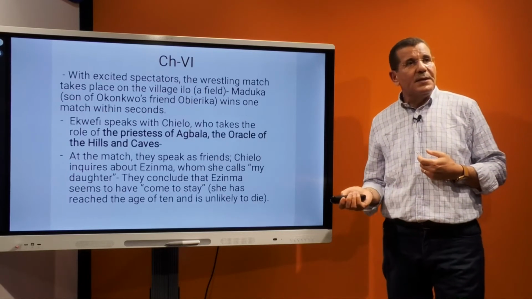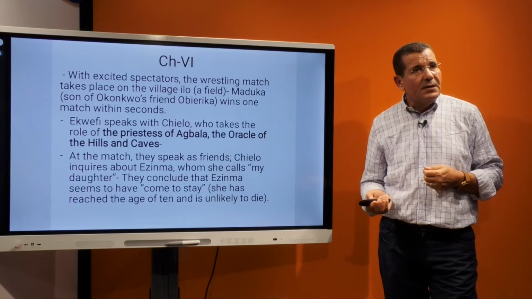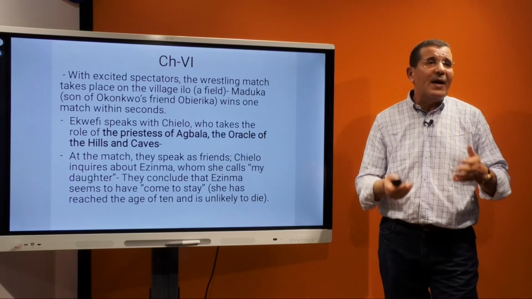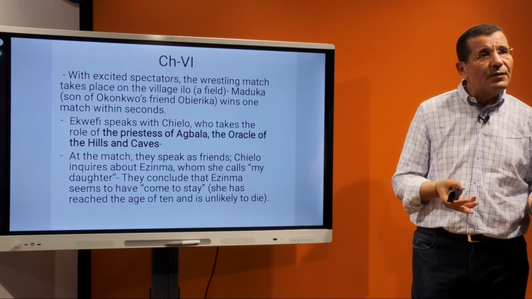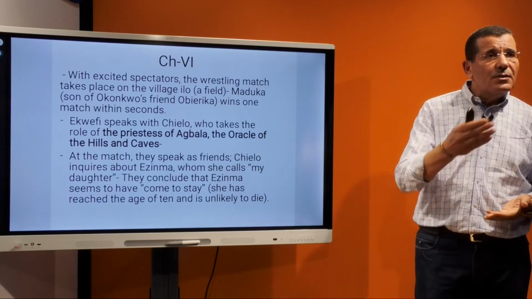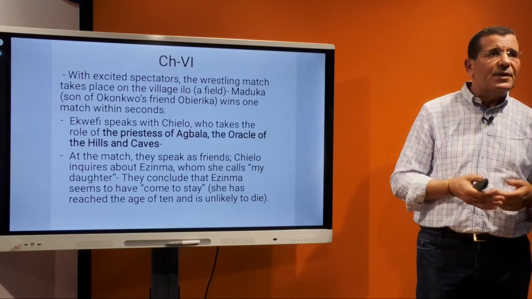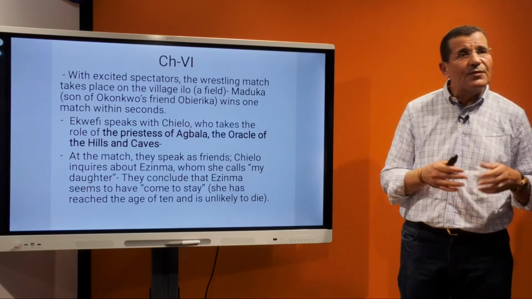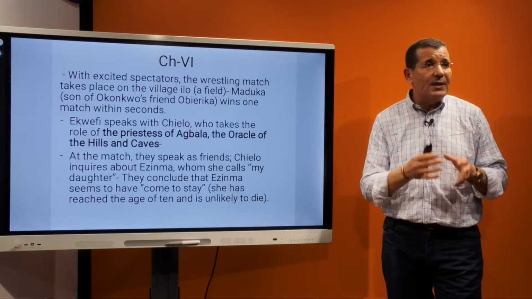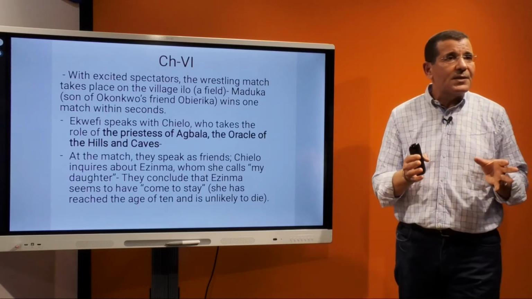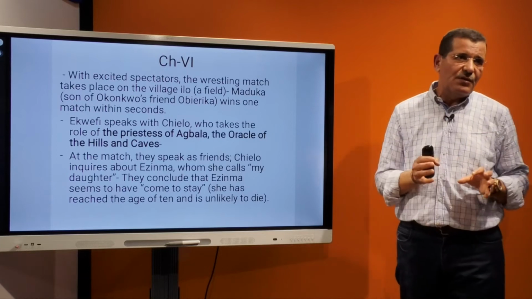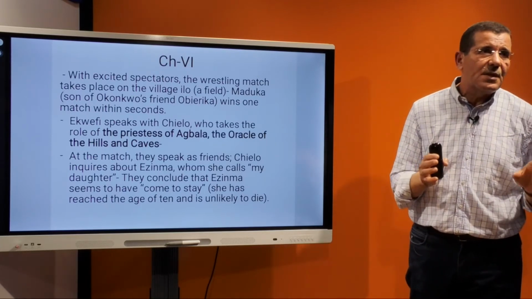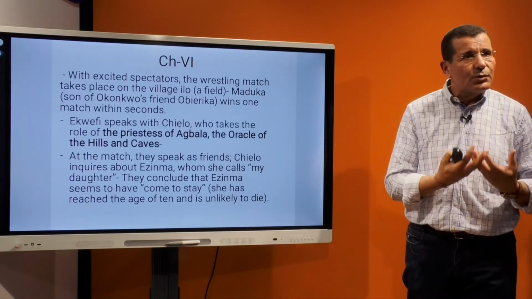And the wrestling is also an aspect, decorating and wrestling, which is like a game, a moment of enjoyment. And during this moment of the game, Ekwefi speaks with Chielo, who takes the role of the priestess of Agbala. And again, it is the oracle of the hills and the caves. The invisible is controlling the reality of people. They have a priestess, this oracle, who controls them.